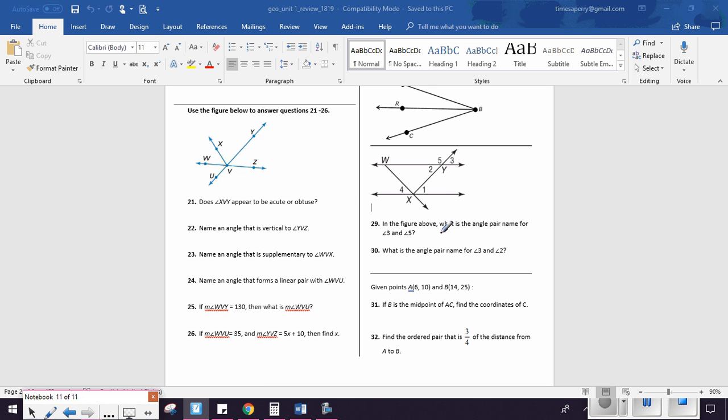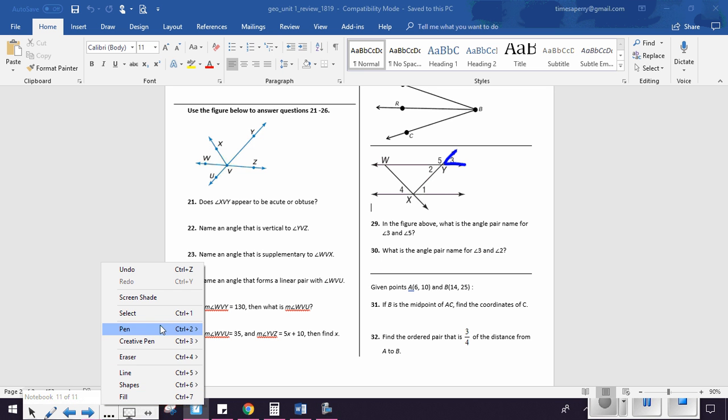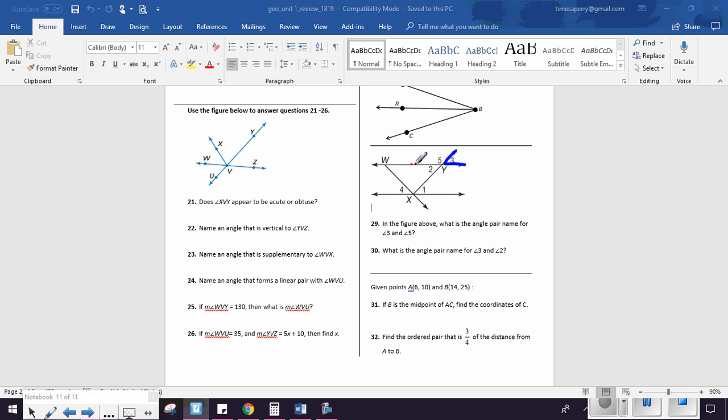On to number 29. In the figure above, what is the angle pair name for angle 3 and angle 5? They share a wall, so they are adjacent. They form a line, so they are linear pair. And because they're a linear pair, their measures are together equivalent to 180, so they are also supplementary.